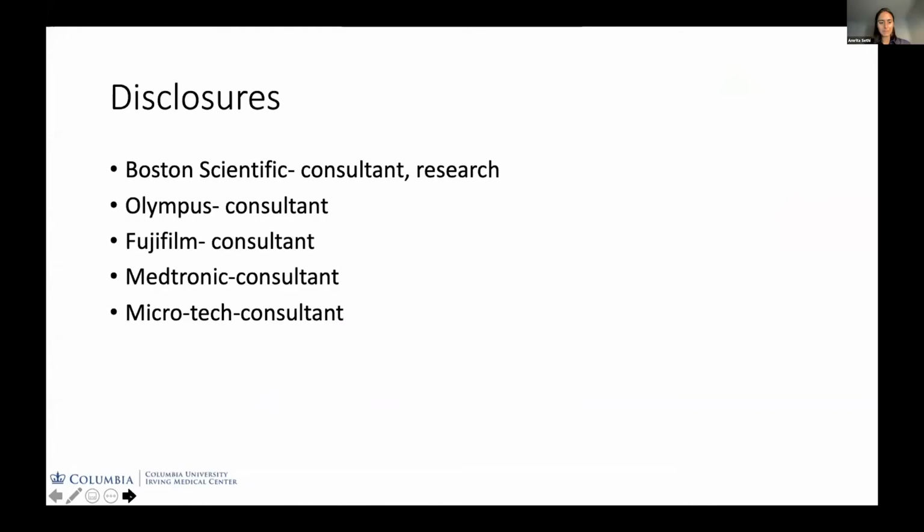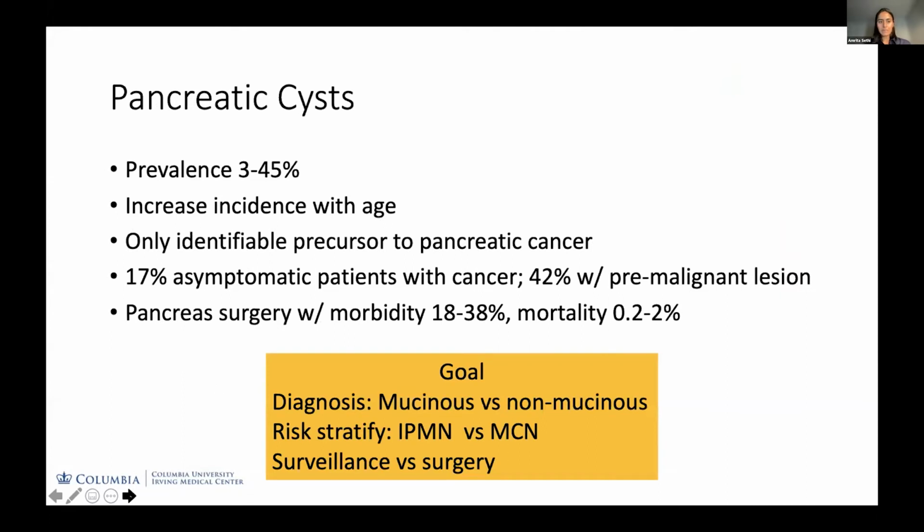These are my disclosures. As we all know, pancreatic cysts are really a big problem for us. They have quite a variable prevalence, up to 3 to 45% of the general population, with an increasing incidence with age. And why they are so important is because, in a sense, they are really the only identifiable precursor to pancreatic cancer that we have. And as we know, that's the third leading cause of cancer death. In fact, 17% of asymptomatic patients will have cancer and 42% will have a pre-malignant lesion.